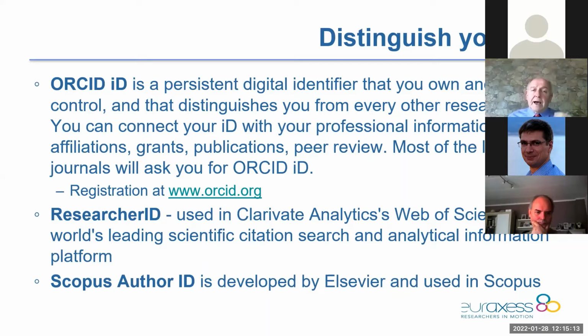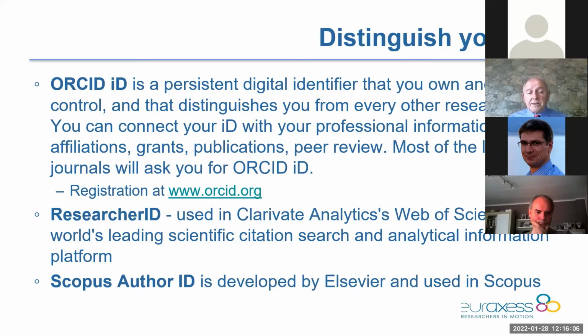So you have to find a persistent way to identify yourself and your work, your research outcome. One proven method is to use an ORCID ID. ORCID ID is a persistent digital identifier that you own and control, and that distinguishes you from every other researcher. You can connect your ID with your professional information, affiliation, grants, publications, peer review that you did, and so on.